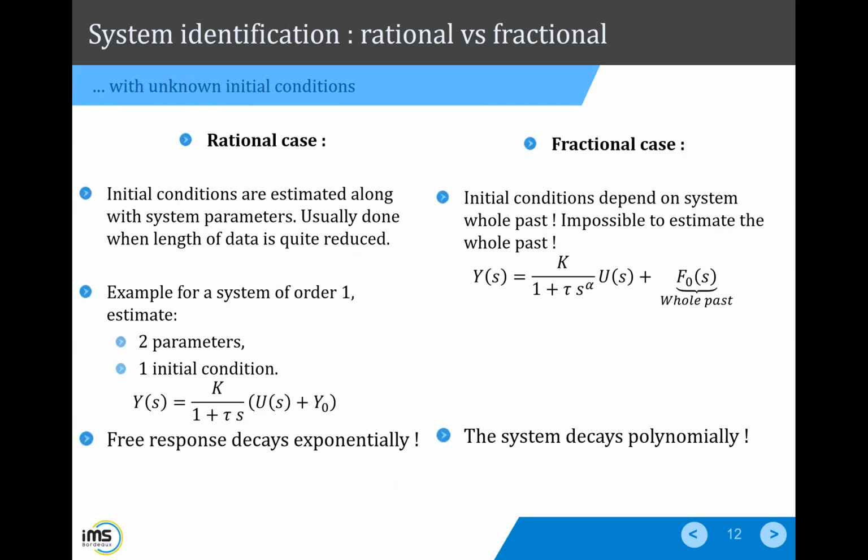So the difference between a rational system and a fractional system: in the case of the rational system, the initial conditions are estimated along with the system parameters. For example, for a system of order one, you estimate two parameters and one initial condition. Also, the free response decays exponentially. But in the case of fractional systems, the initial condition depends on the whole past path of the system, and the system decays polynomially.